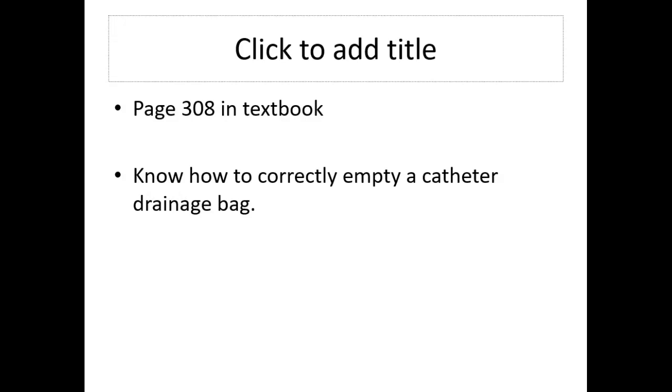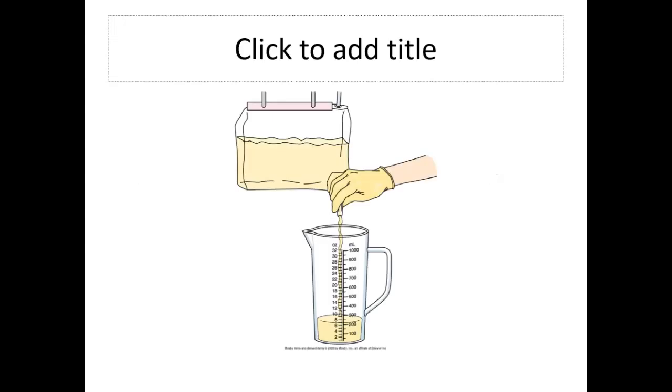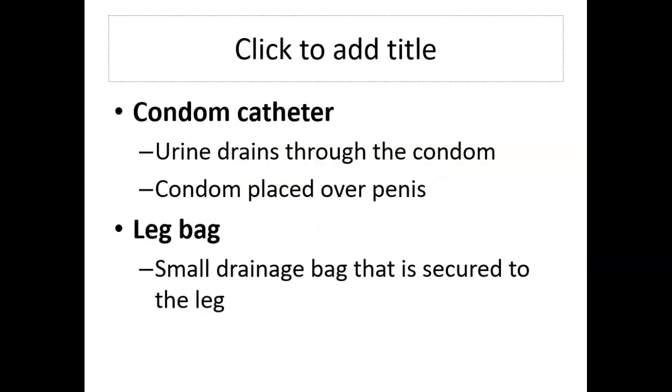You're going to want to look in your textbook at page 308 on how to correctly empty a catheter drainage bag. There's also, I believe, a video that I put in the video section you can take a look at. This is showing you a picture of that. There is a procedure. You would want to wear goggles because there is a potential splashing of the urine or body fluids into your eyes. Of course, gloves. You'll have a barrier device that you'll put down. You'll clean the spout with alcohol swab to make sure you're not introducing any infection. So make sure you read through that process.